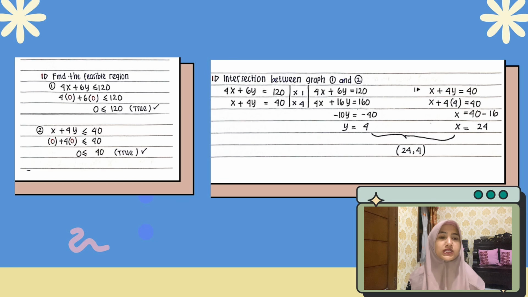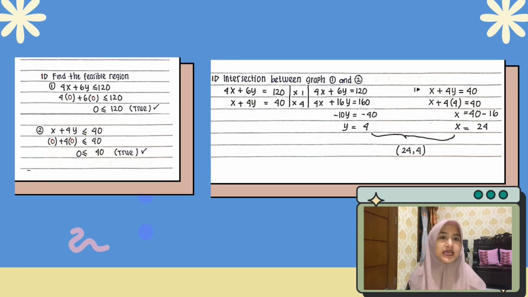Next, 1 times 0 plus 4 times 0 equals 0, which is less than or equal to 40. So it is proven true. Since it satisfies, the origin is in the feasible region. By considering the feasible region, we can proceed to find the corner points that might be the optimal solution.